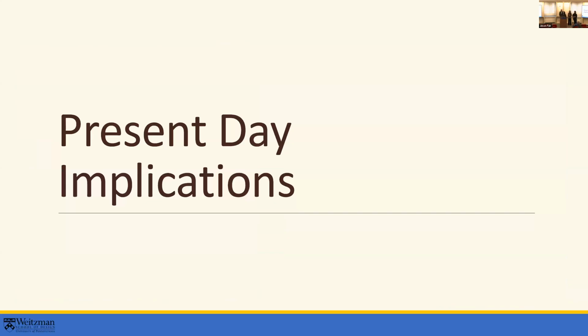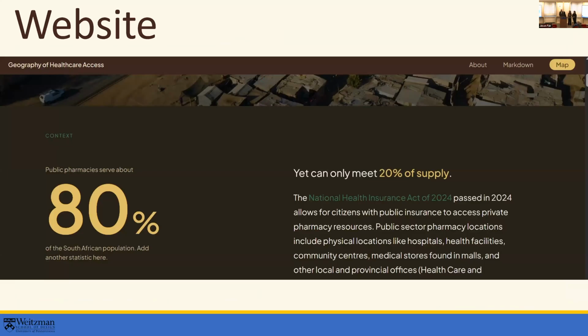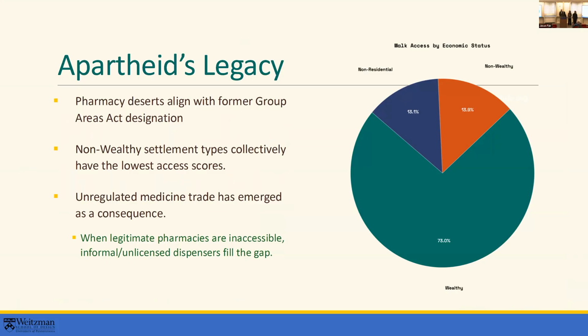And then as for the present day implications, so apartheid's legacy, a lot of the pharmacies align with the former Group Areas Act designation that created homelands and townships that segregated a lot of the Black Africans. And then the non-wealthy settlement types tend to have the lowest access scores, and a lot of the unregulated medicine trade has popped up because of this lack of access to cover the gaps.